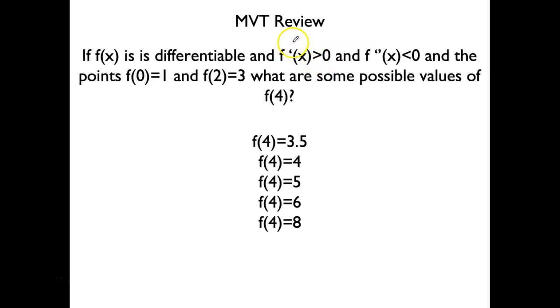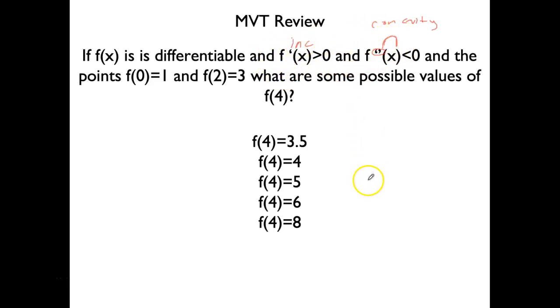The derivative is greater than 0. That means that the original is increasing, because remember this means slope. The slope is greater than 0. I know that the original function should be increasing. And what does the second derivative tell us? It tells us concavity, right? Now if it's less than 0, that means it's concave down. So it's going to look like this, right? So I know that the original function is increasing and concave down.